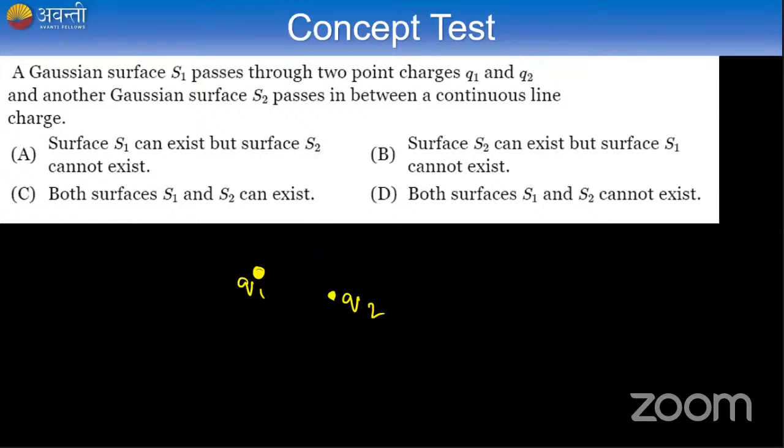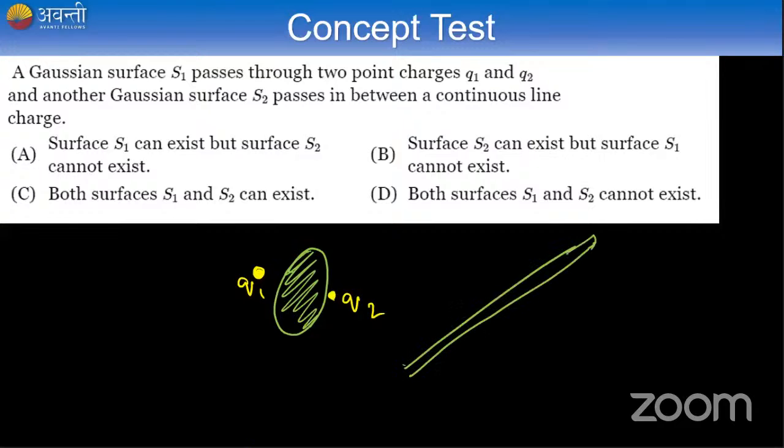My Gaussian surface is a closed surface passing through this. I'll try to draw this with a different ink, so that we can differentiate. So I have my closed Gaussian surface here. I have one charge here, one charge here. So can such a Gaussian surface exist? This is one condition. The second condition is I have another Gaussian surface S2 that passes through a continuous line charge.